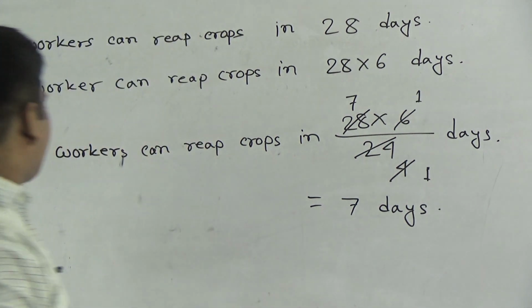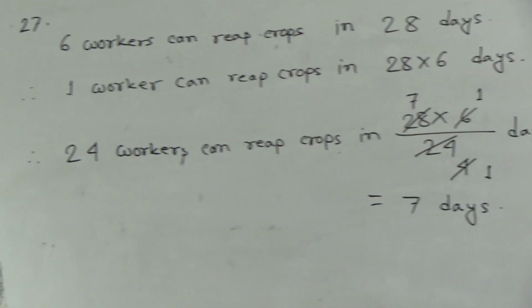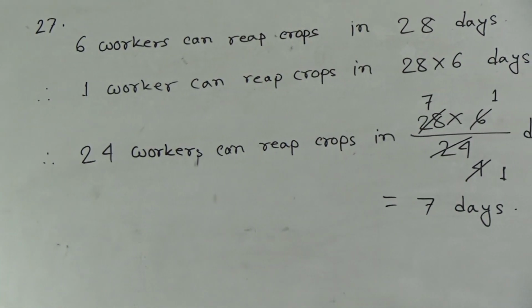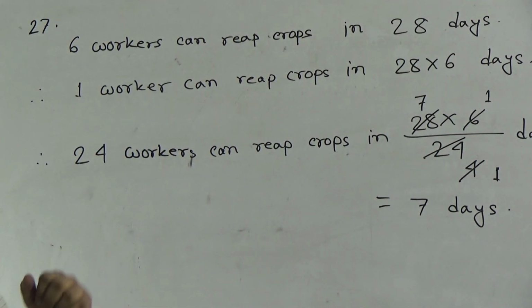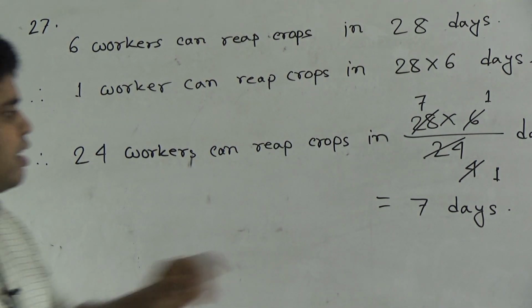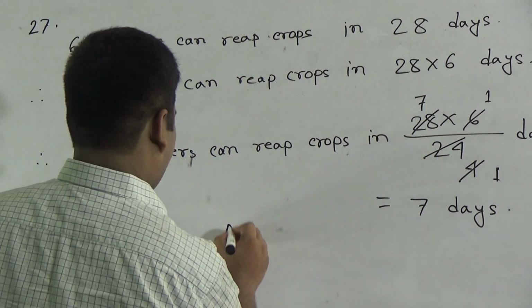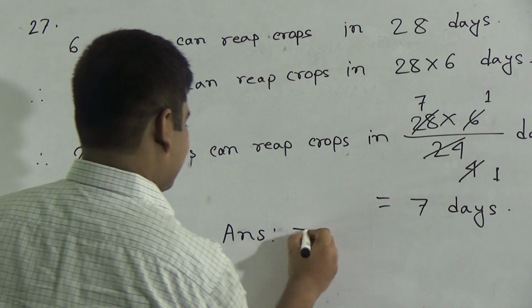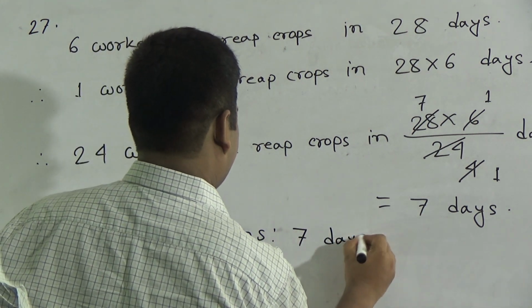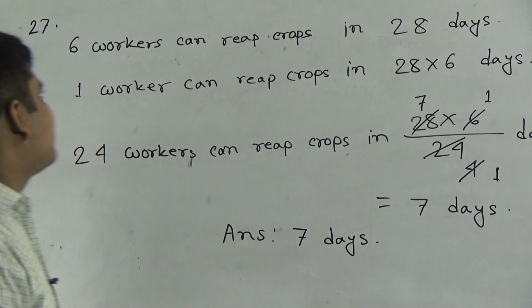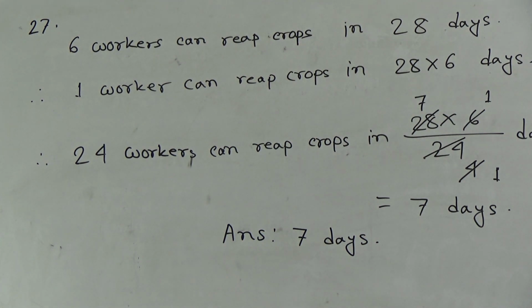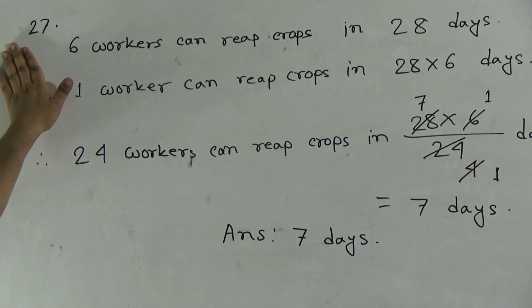are needed for 24 workers. That means if 24 workers reap the crops, then 7 days will be needed. So this is the answer, and we must write the answer. My dear students, it is your SW also. So 26 and 27 will be your SW.